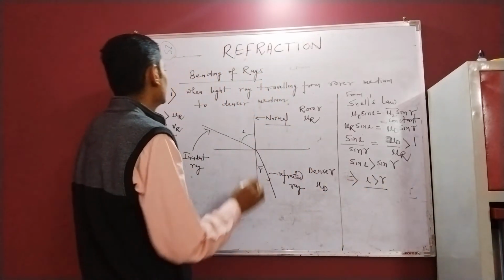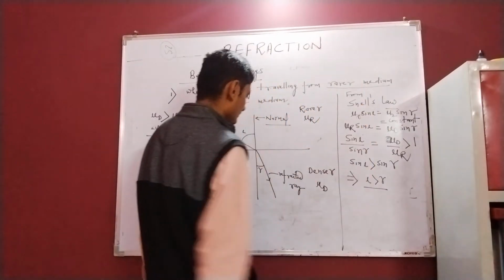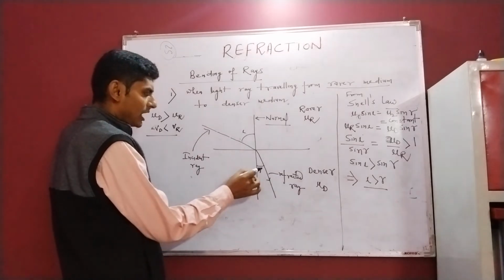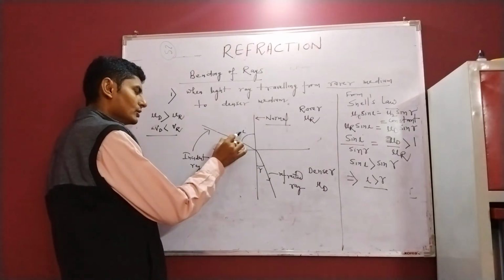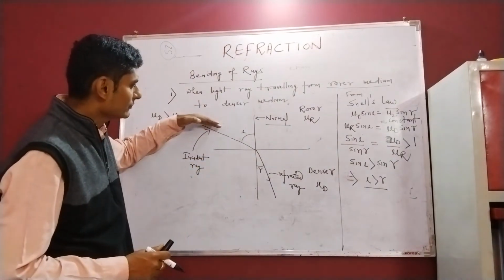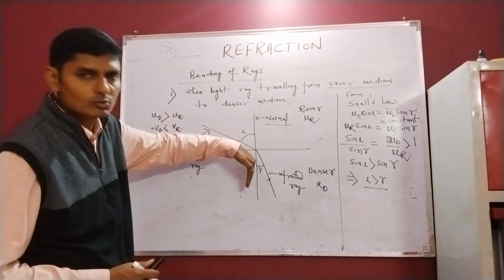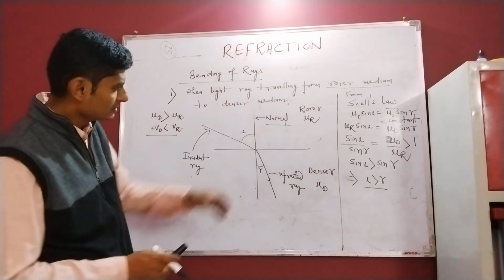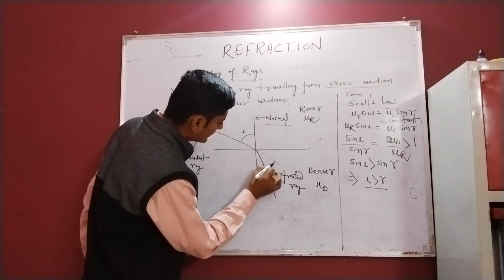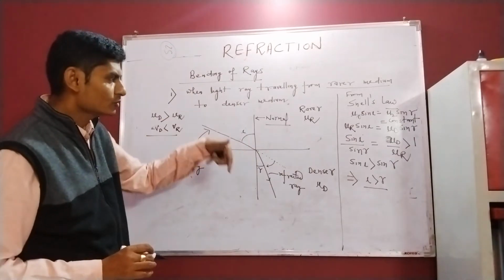That is, when light rays travel from a rarer to a denser medium, R is less as compared to I. So we say that when light rays travel from a rarer to a denser medium, rays bend towards the normal. Because the original direction was this and it got bent, so it bent towards the normal.